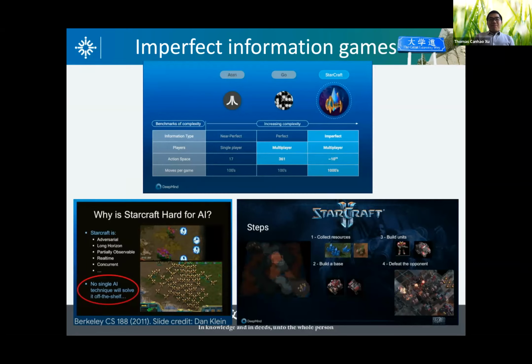So what's this game for? Well, as you know, the so-called Go is a perfect information game. So basically, you know all the information on board. Your opponent's moves, everything is transparent and you can see everything. The knowledge is there.